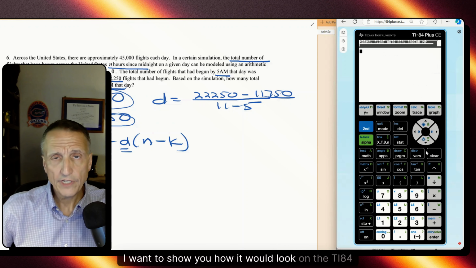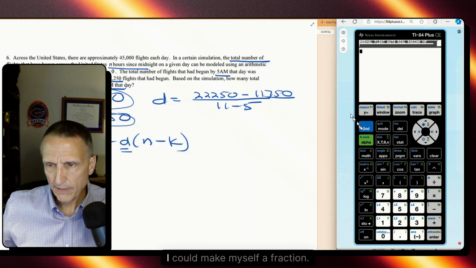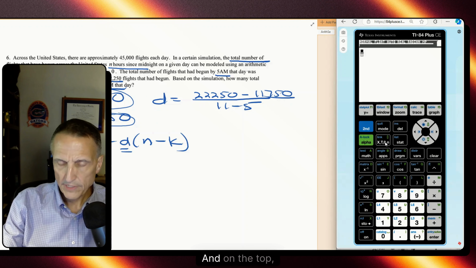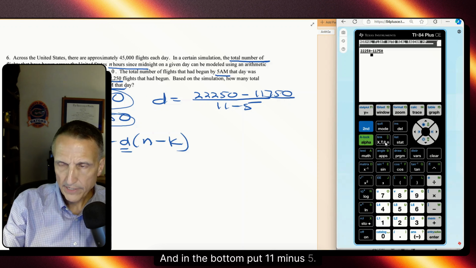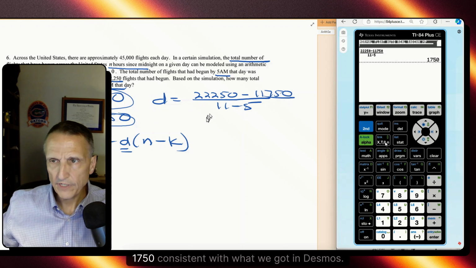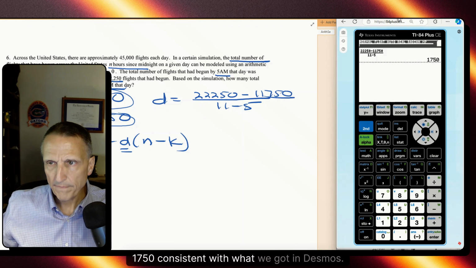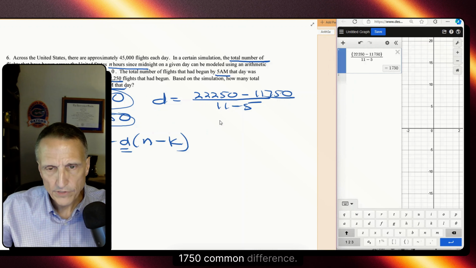I want to show you how it would look on the TI-84. If I were to do that calculation on the TI-84, I could make myself a fraction, and on the top, put 22,250 minus 11,750, and in the bottom, put 11 minus 5, and there it is, 1,750, consistent with what we got in Desmos, 1,750, common difference.